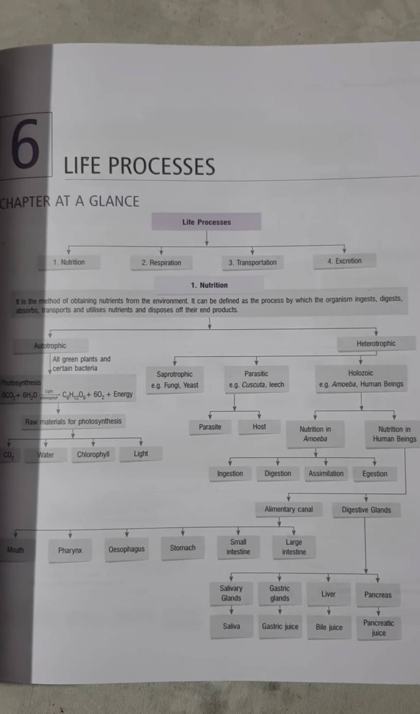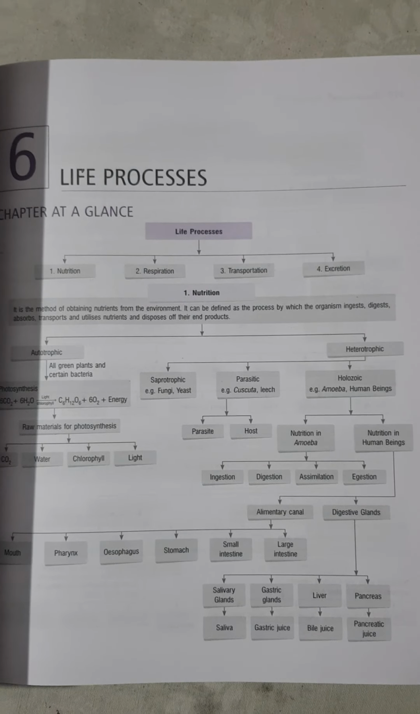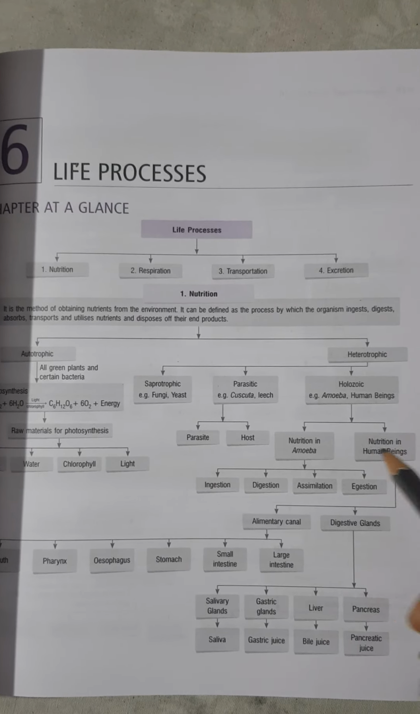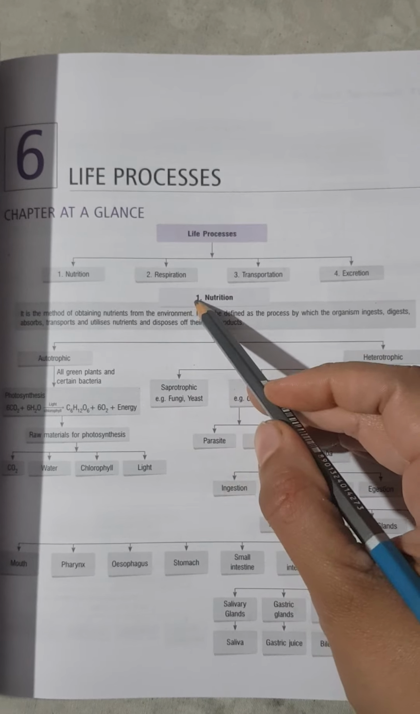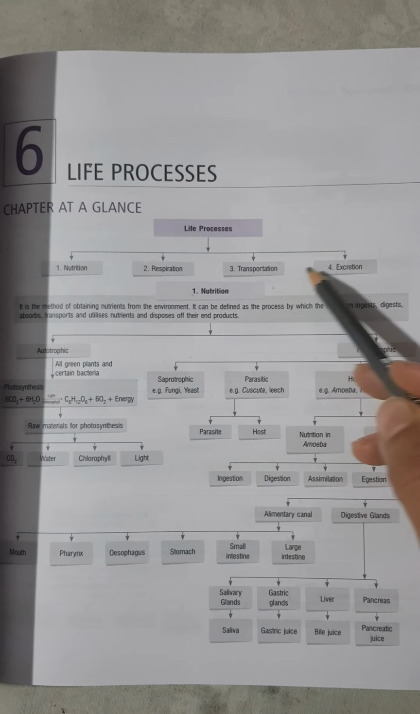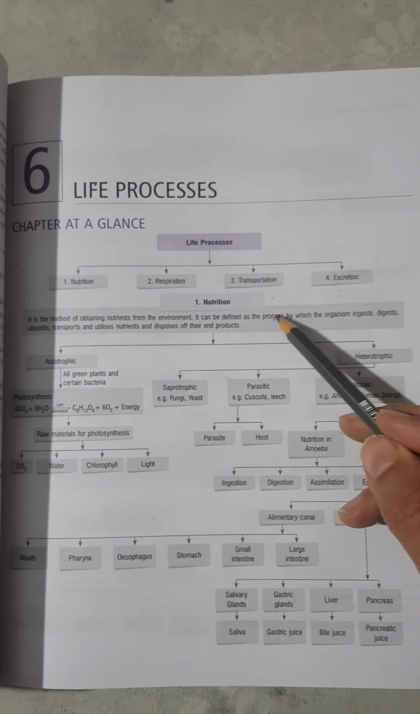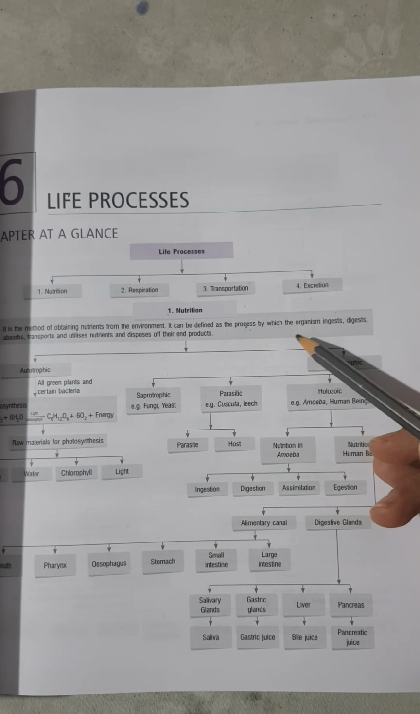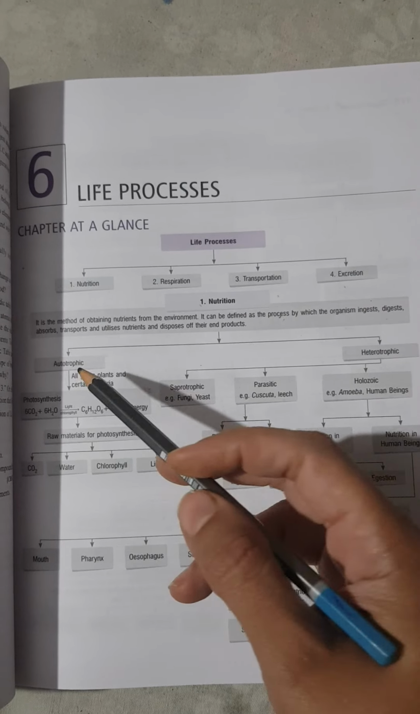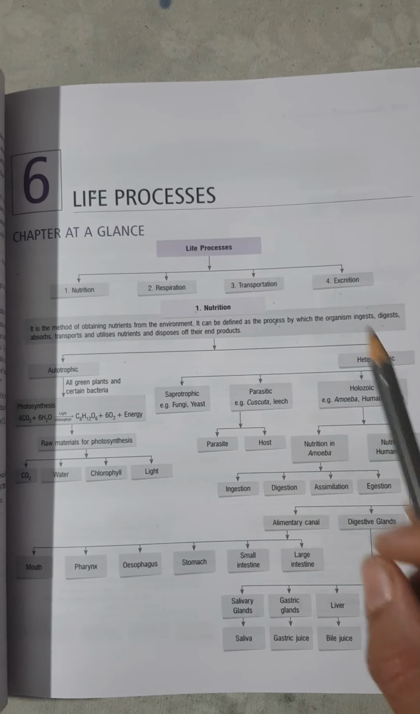Which is important for your board examinations. So, let us see what are the different life processes. It is nutrition, respiration, transportation, and excretion. Nutrition is defined as a process that is uptake of the nutrients, which includes ingestion, digestion, absorption, assimilation, and excretion.